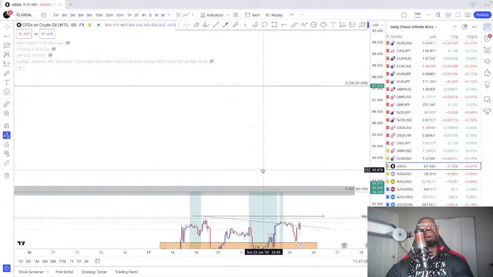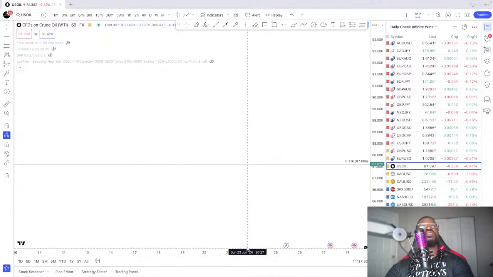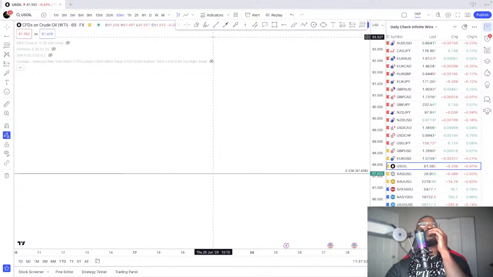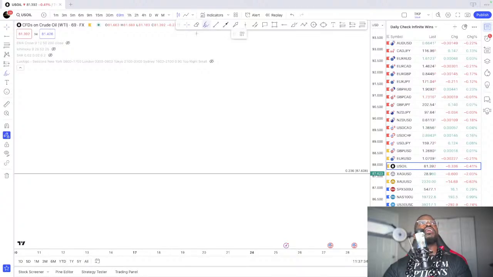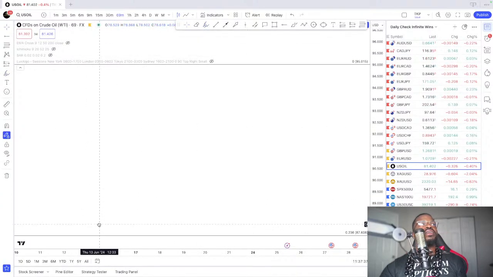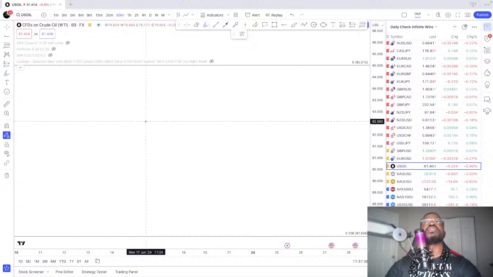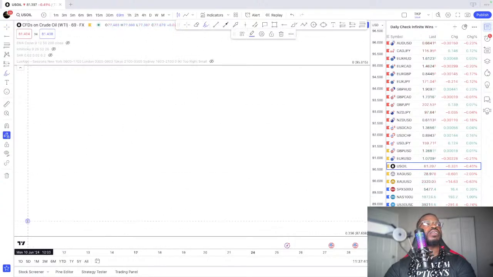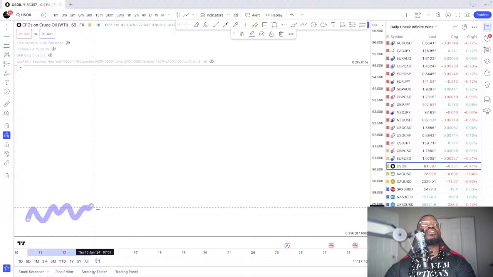Since we are waiting on alerts to get hit and we got a lot of people logging on, I'm going to show you guys some basics that you should look for. All right, so you got 3 major phases within the market. You got consolidation.